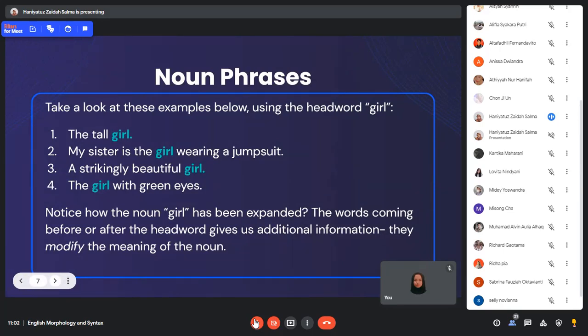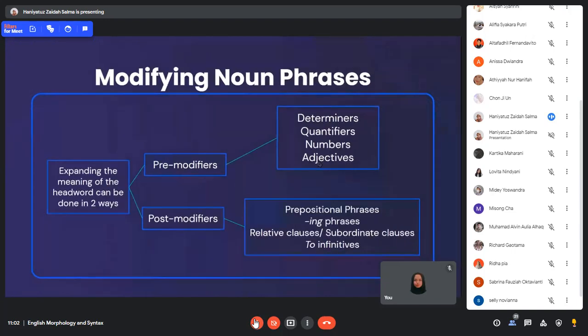Now, see how the noun girl has been expanded. And when I say expanded, it means the meaning goes beyond just the noun. So, since the noun girl is the head word, the expansion is caused by the words coming before or after the head word. They help modify the meaning of the noun. Now, modifying noun phrases can be done in 2 ways. The first is pre-modifiers, and the second is post-modifiers.